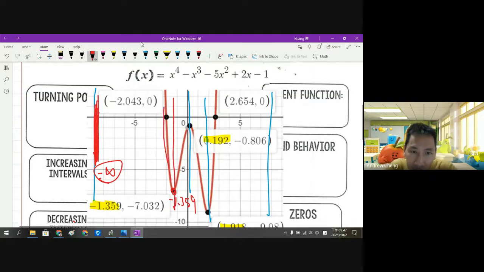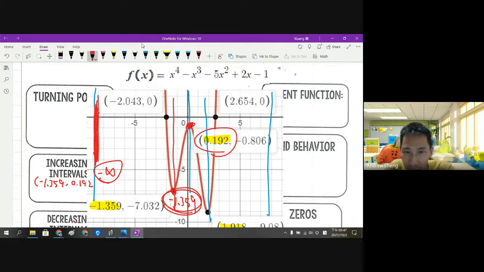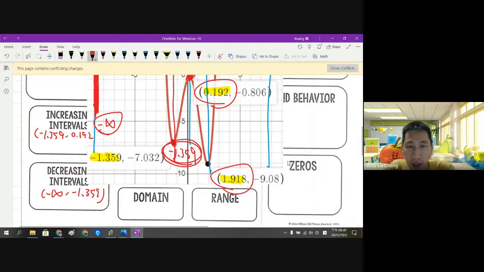Okay. And after this point, that's why it's called the turning point, because it's turning up. You see it starts to change from going down to going up. So that will be an increasing interval from where? From this point to this point. Okay, so you only write the x coordinates, from negative 1.359 to 0.192, to the relative maximum, right? And then from 0.192 to where?